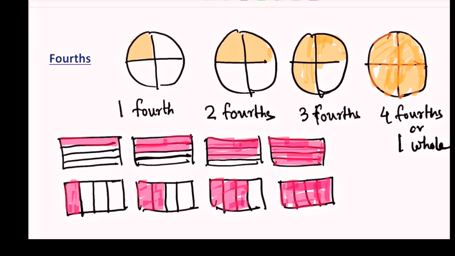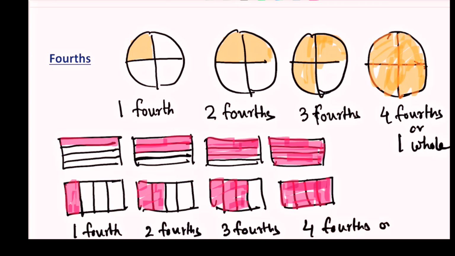So first one, I shade 1/4. Second column, I shaded 2/4. Third column, I shaded 3/4. Fourth column, I shaded 4/4 or one whole for each rectangle.